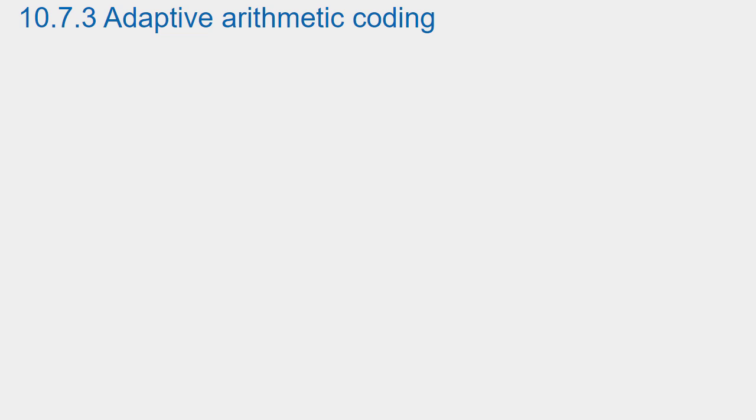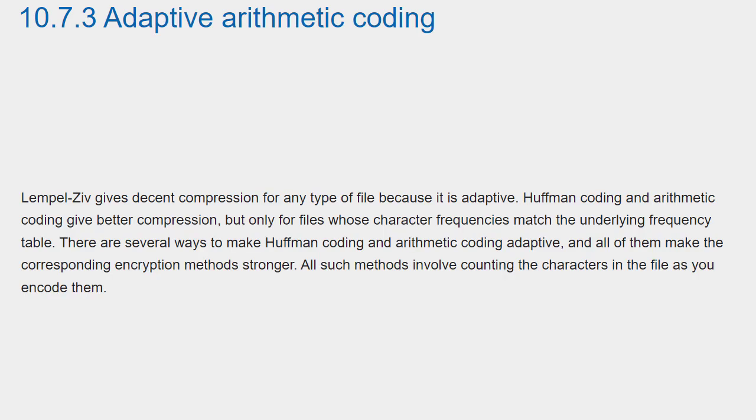Section 10.7.3 Adaptive Arithmetic Coding. Lempel-Ziv gives decent compression for any type of file because it is adaptive. Huffman coding and arithmetic coding give better compression, but only for files whose character frequencies match the underlying frequency table.